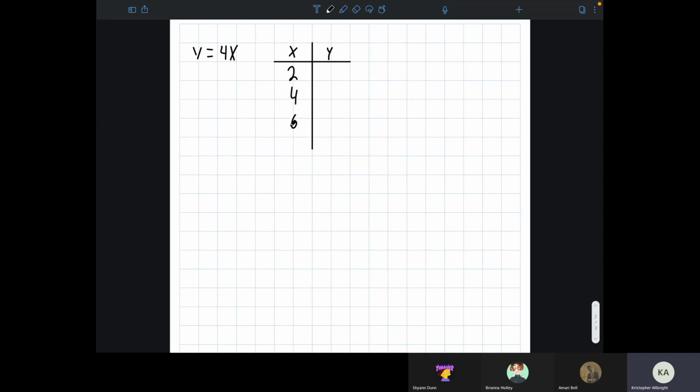So this is our domain if it asks you to identify it, and this is going to be our range. We haven't found it yet. So our function here is y equals 4x. So y equals 2. I'm plugging in my first value.